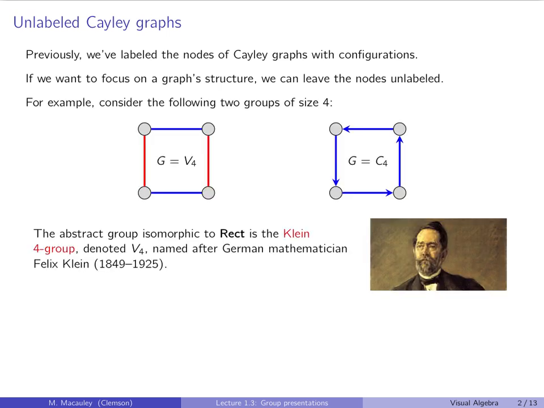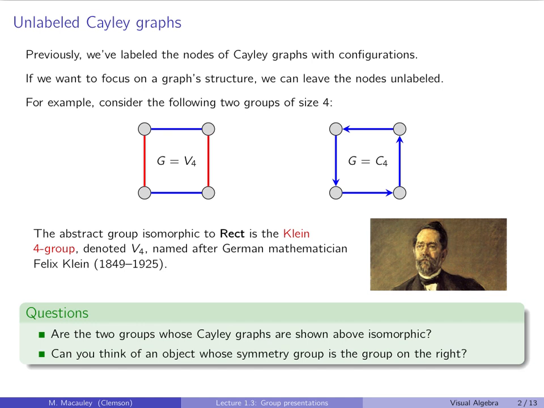For example, consider the following two groups of size 4. The first one we will henceforth refer to as V4. We've seen this before, right? This is the symmetry group of the rectangle and also the two light switch group. And the second one we have not seen before, and we'll usually be referring to it as C4. The abstract group on the left is called the Klein 4 group. Sometimes it's denoted V4, after the German mathematician Felix Klein. You might also see it written K4 or just V as well.